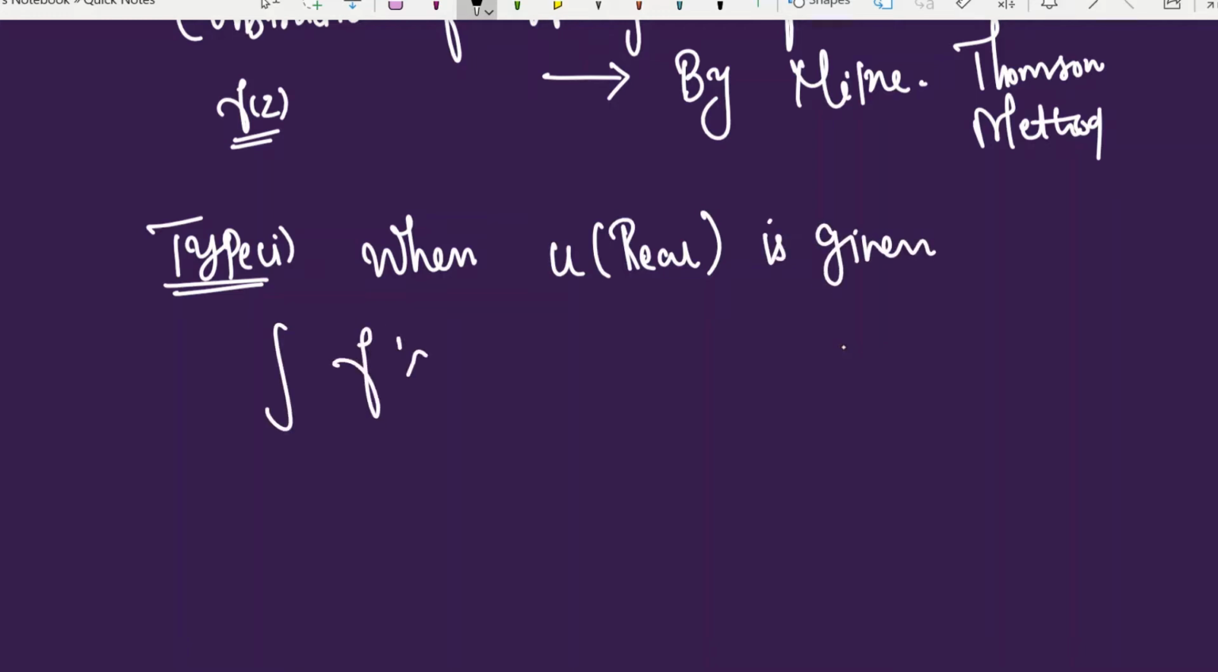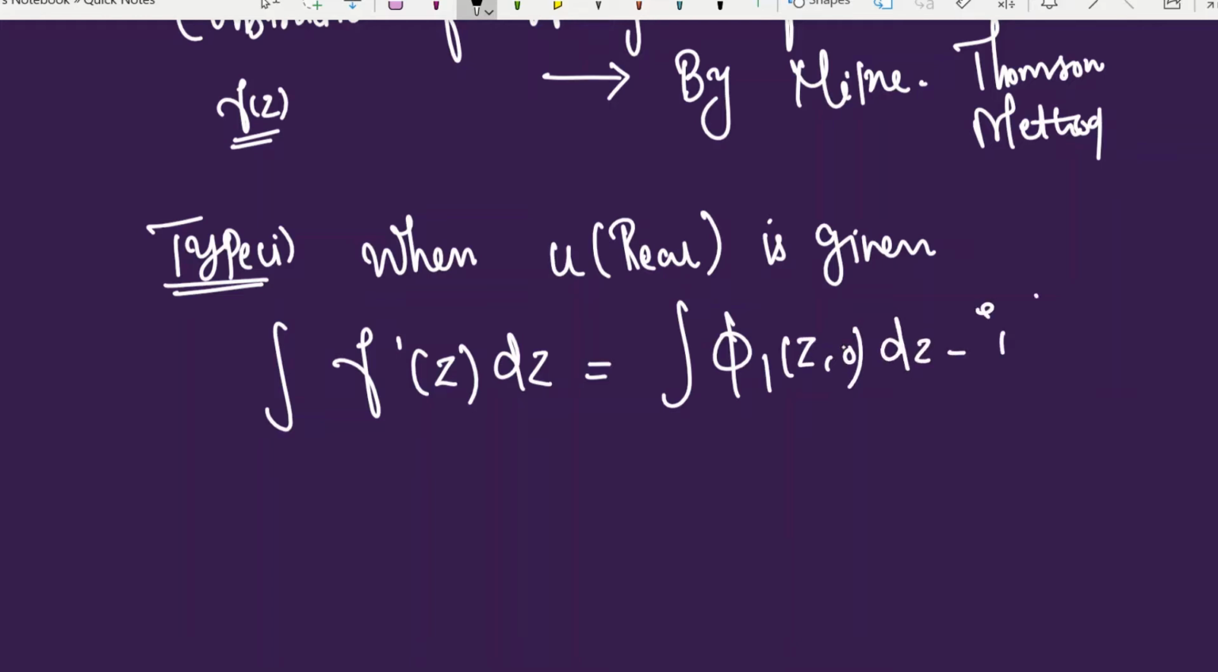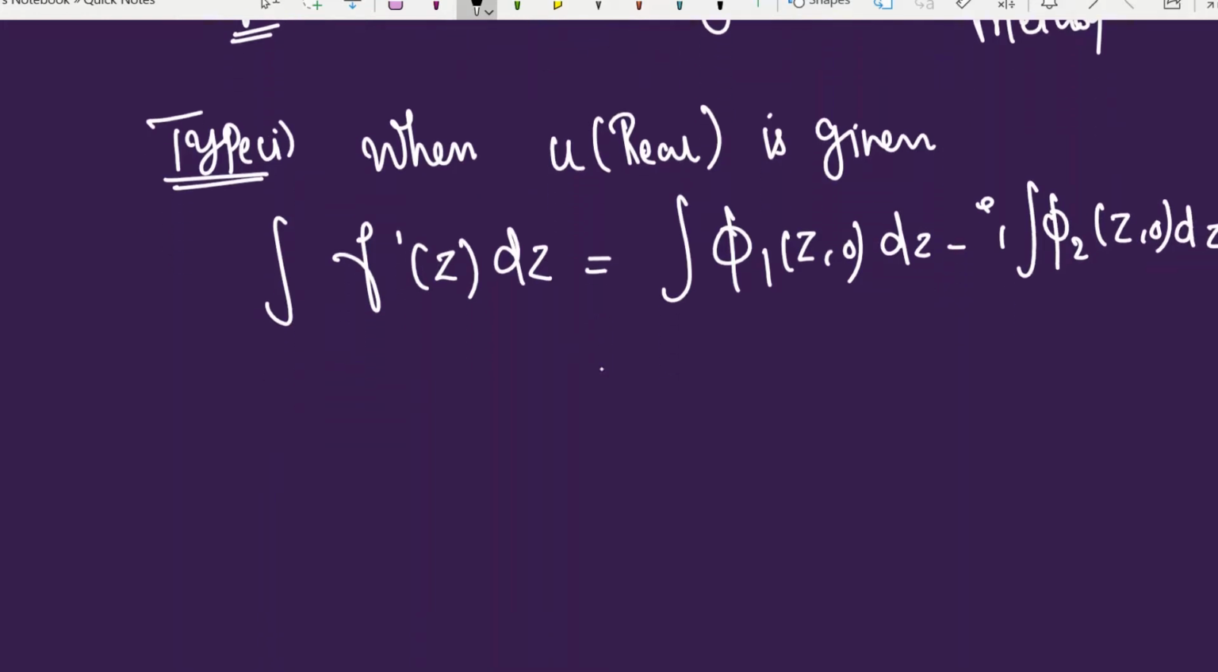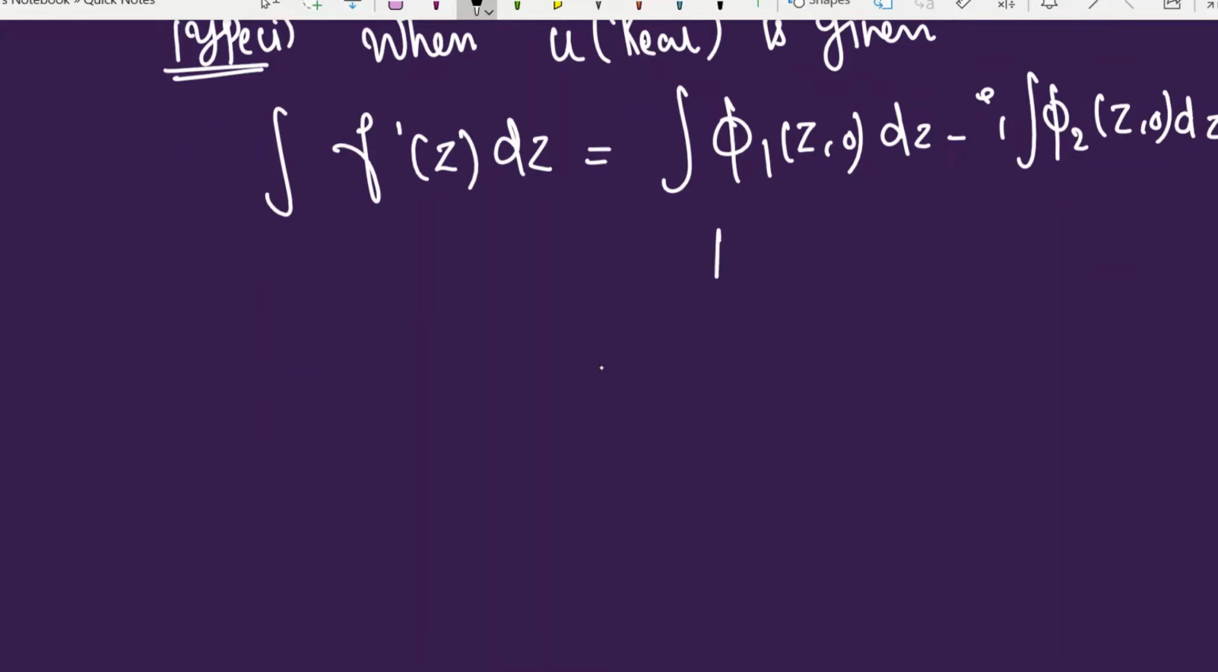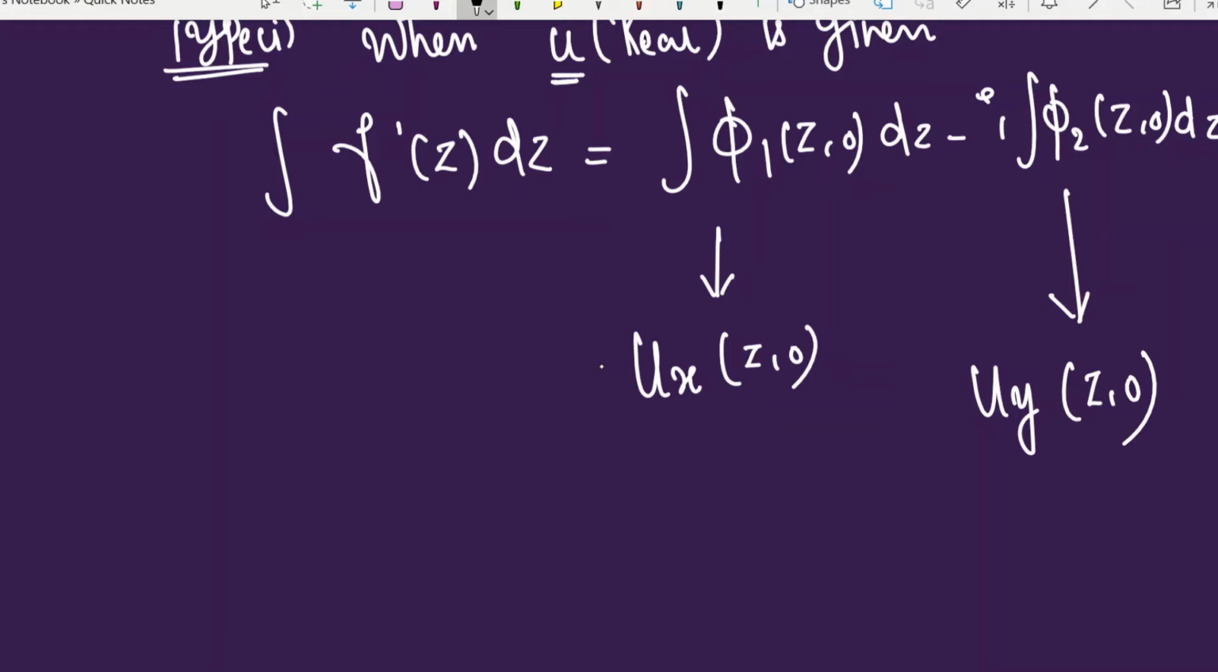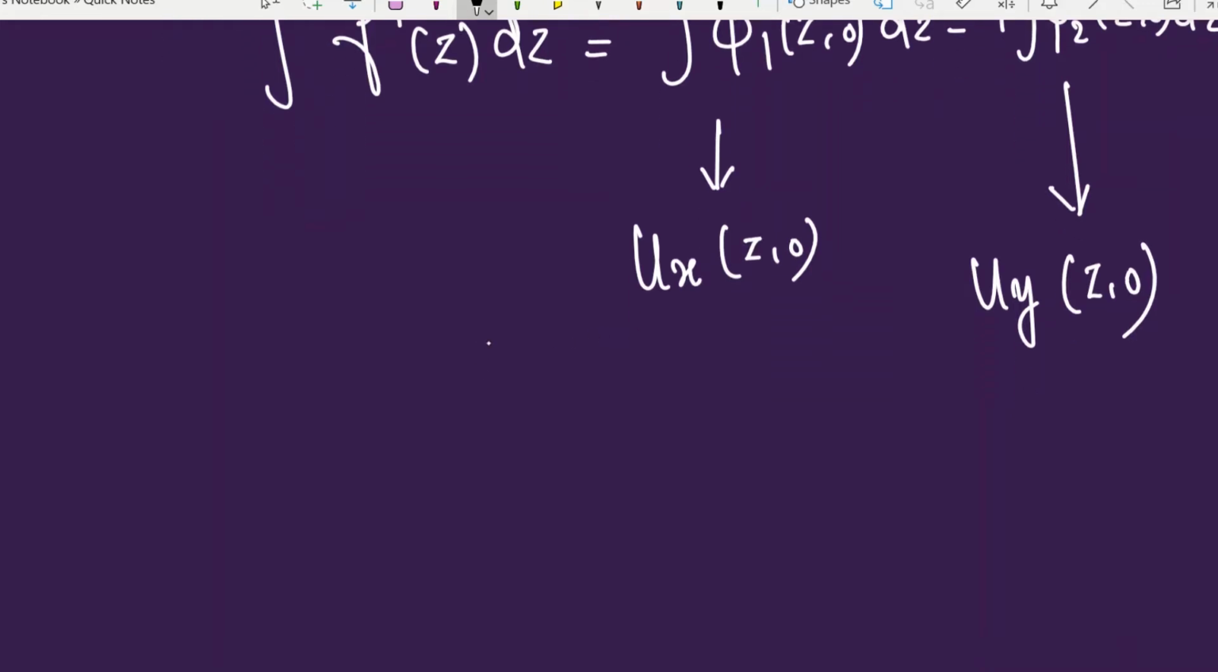the condition is integral f dash of z dz equals integral phi 1 of z comma 0 dz minus i integral phi 2 of z comma 0 dz. Here, what is the value of phi 1? In this, already we are given u, the real part. You should differentiate your u with respect to x and substitute the point z and 0, which is the value of phi 1. Similarly, differentiate your u with respect to y and substitute the points z and 0. That is our phi 2 value.